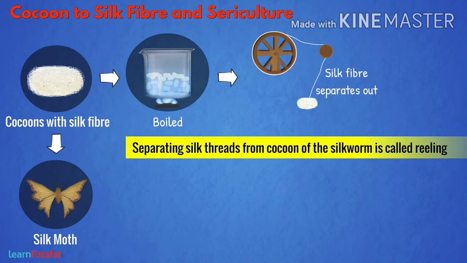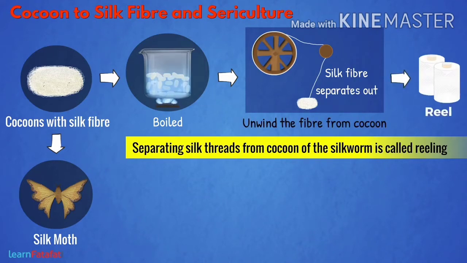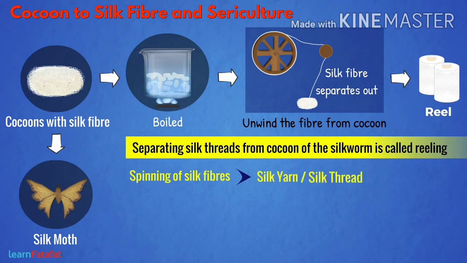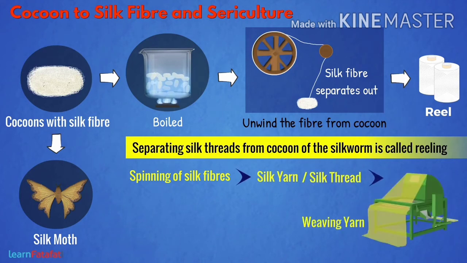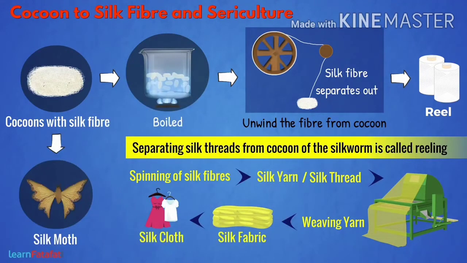It is done with the help of special devices. Here is one of them. Once the end is obtained, these machines unwind the fiber from the cocoon wound on the reel. The spinning of silk fibers produces silk yarn or silk thread. By weaving the yarn, silk fabric is produced, and then silk cloth can be formed.